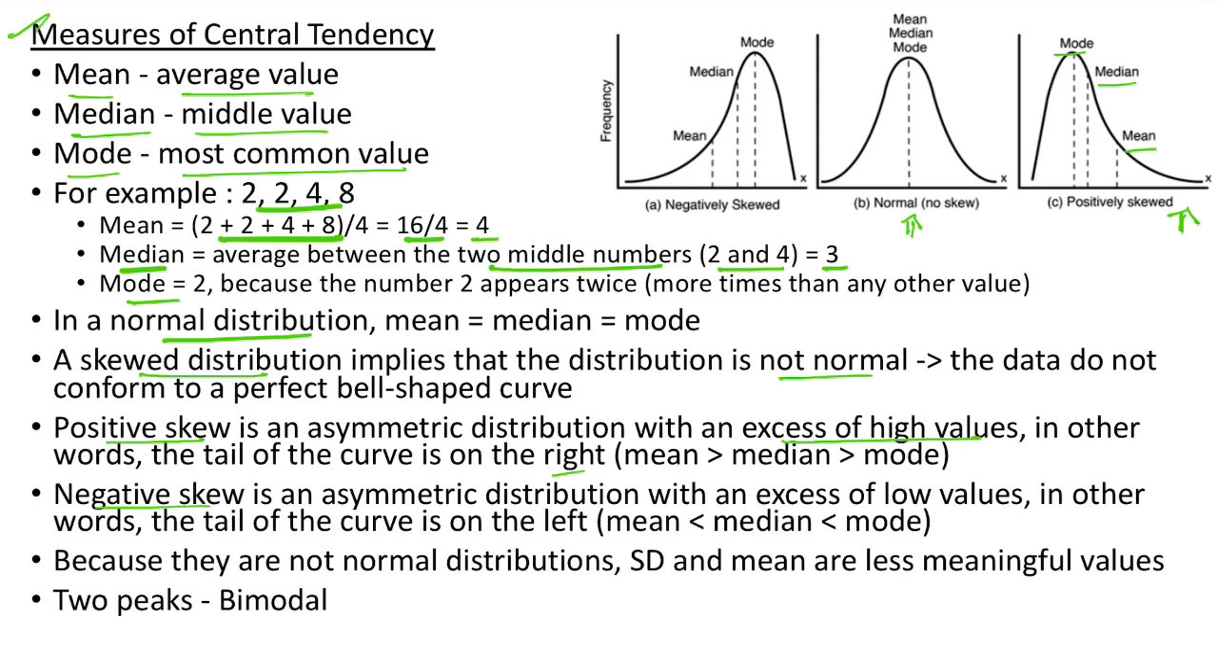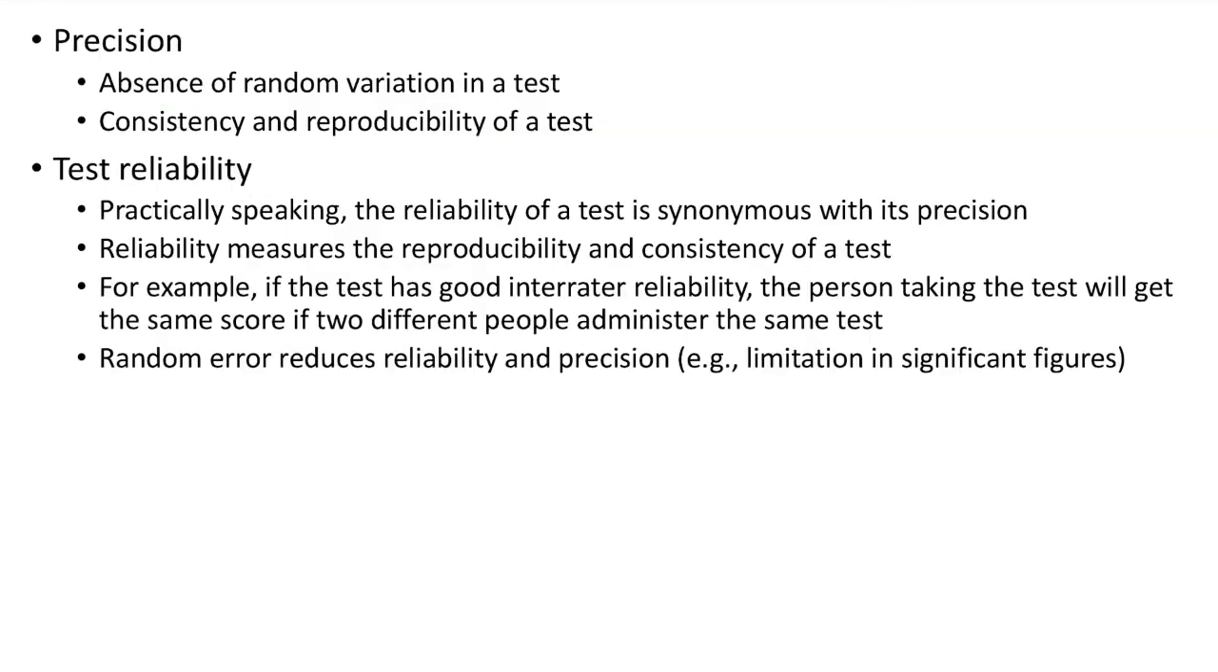Negative skew is an asymmetric distribution with an excess of low values. In other words, the tail of the curve is on the left, as you can see in this picture. In this case, the mean is less than the median is less than the mode. Because skewed distributions are not normal distributions, standard deviation and mean are less meaningful values in these cases. If a distribution has two peaks, it is called a bimodal distribution.